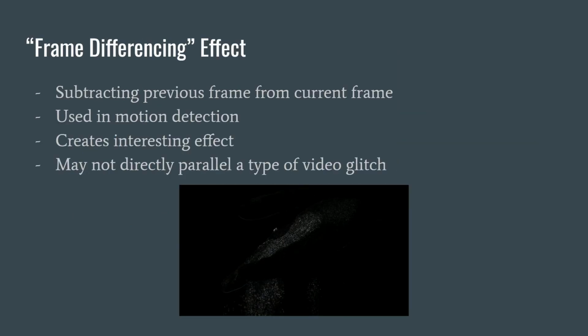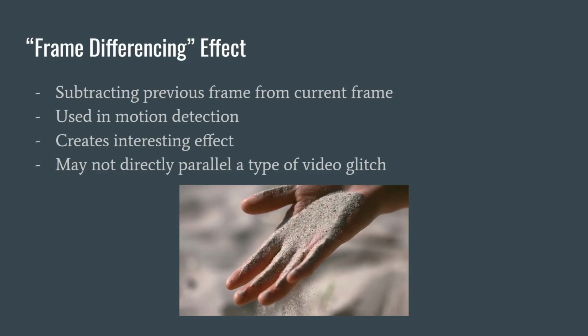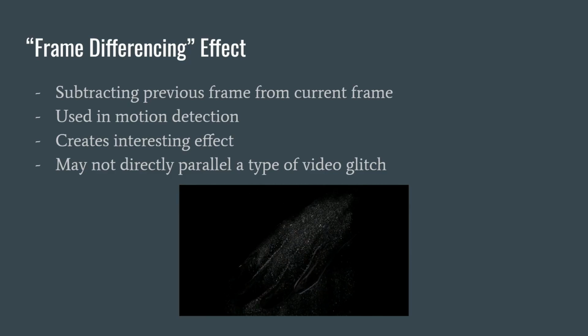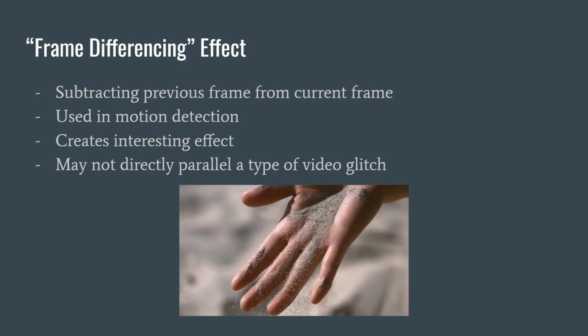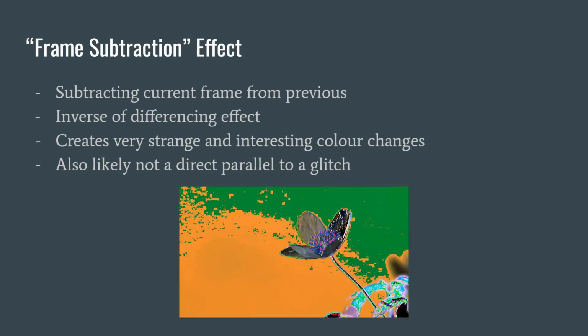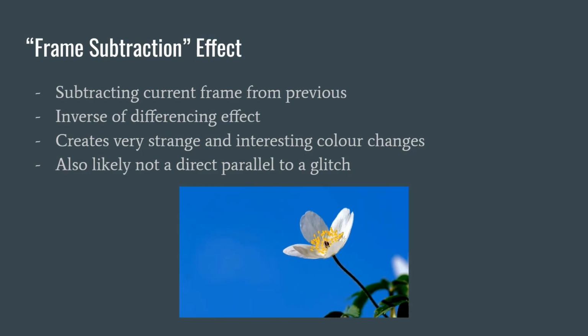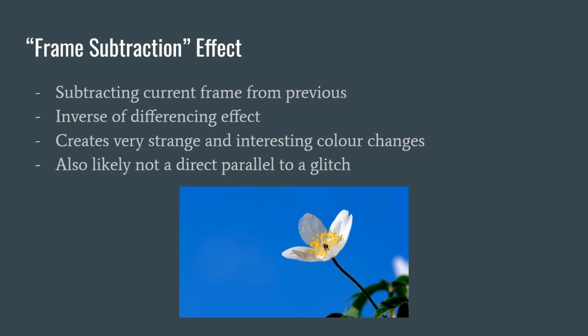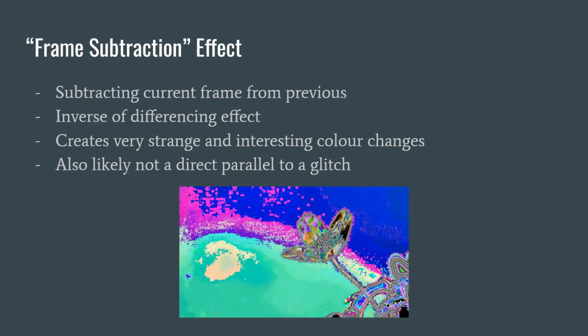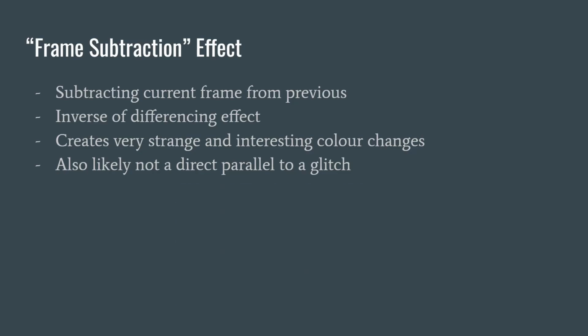Then there's the frame differencing effect, which subtracts the previous frame from the current frame. This is an effect that's actually used in motion detection. It's similar to what we saw used in the SIFT algorithm, the difference of Gaussian pyramid. Then there's what I call the frame subtraction effect, which is a very interesting one. It's subtracting the current frame from the previous frame, so it's essentially the inverse of what we just saw in the differencing effect. It creates a very strange, very interesting color effect.